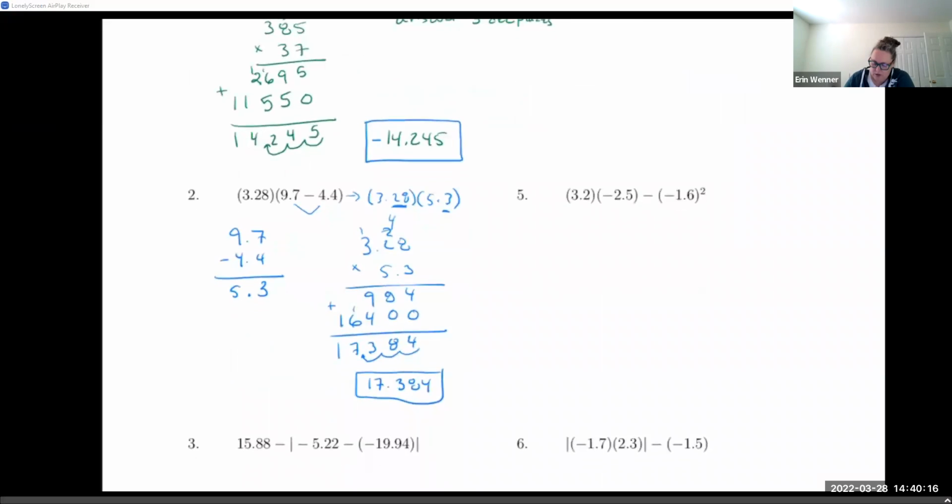All right, I want you to go ahead and do number 5. In number 5, remember this is an exponent, so it's only applying to the negative 1.6, so don't drop that subtraction sign. And then you've also got this multiplication here too. So think about your order of operation. Try that one out and send me your answer in a direct message.